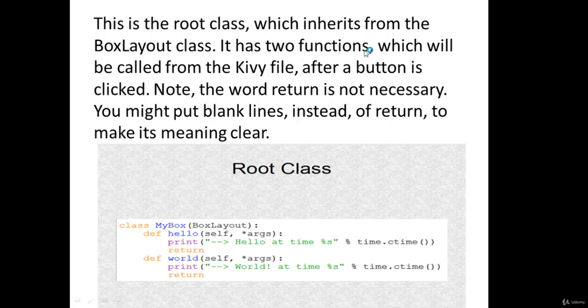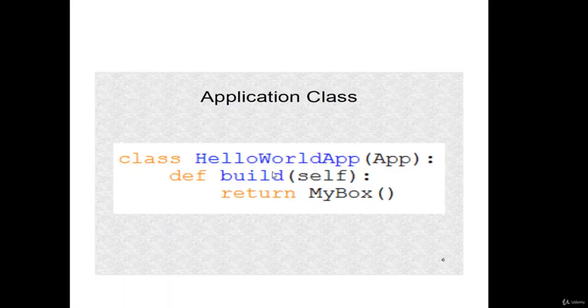It has two functions which will be called from the Kivy file after the button is clicked. Note the word return is not necessary, you can just put here hello and world. Basically you might put a blank line instead of a return over here to make it more meaningful and clear. So next is our application class.